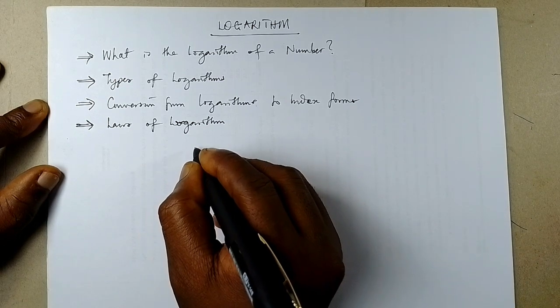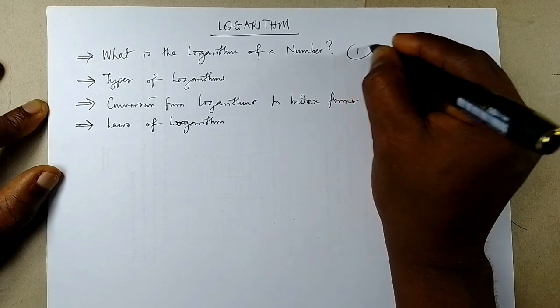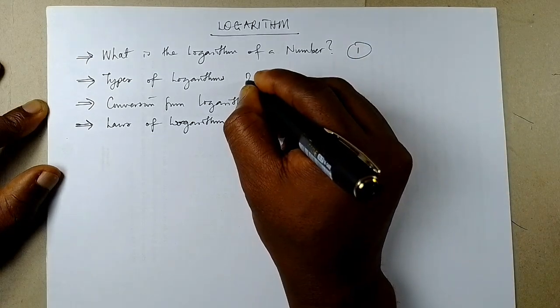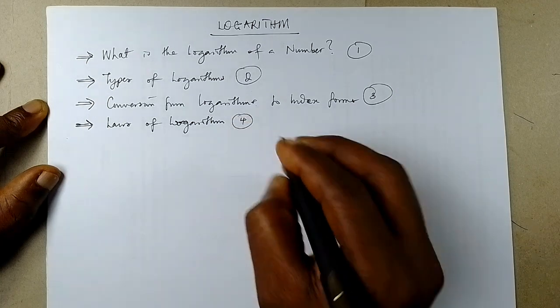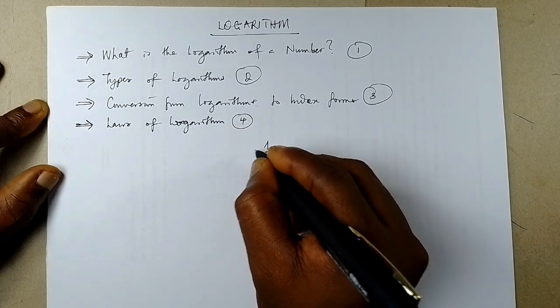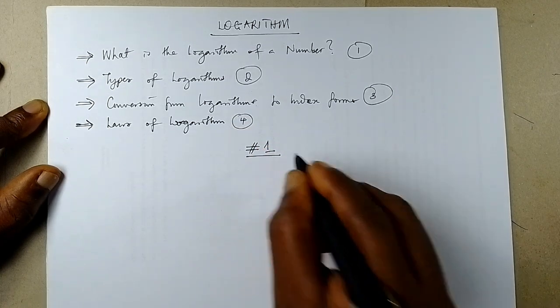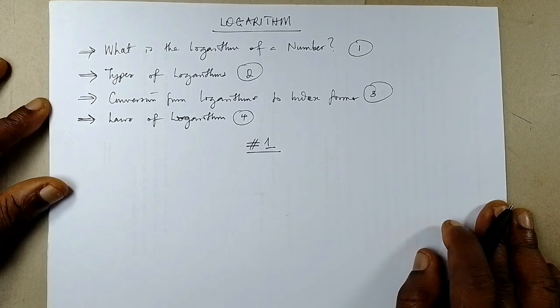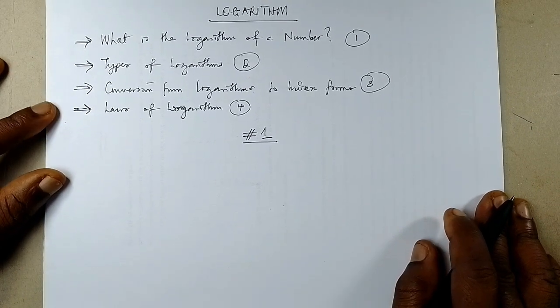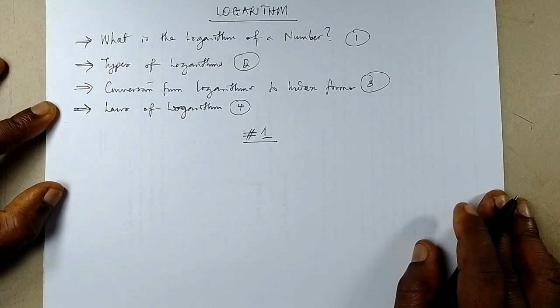So let's start with the first item. I shall call this 1, this 2, this 3, my third item, and this 4. So let's start with number 1, which is what is the logarithm of a number. Mathematically we shall define the logarithm of a number as follows.